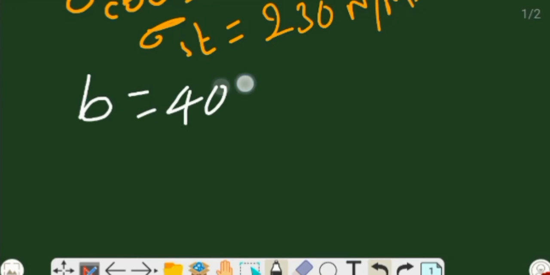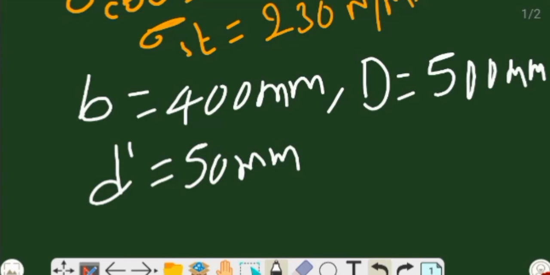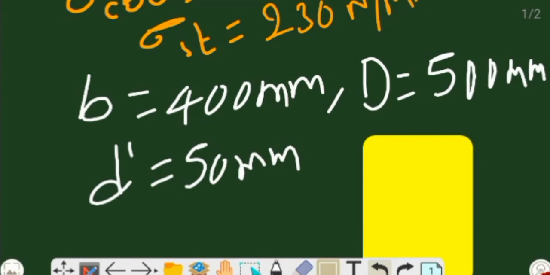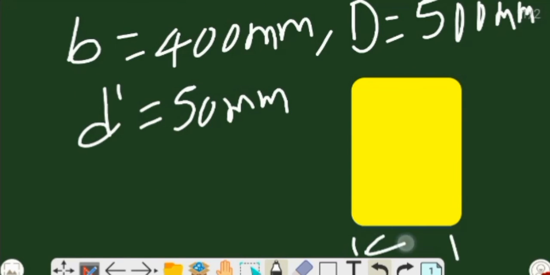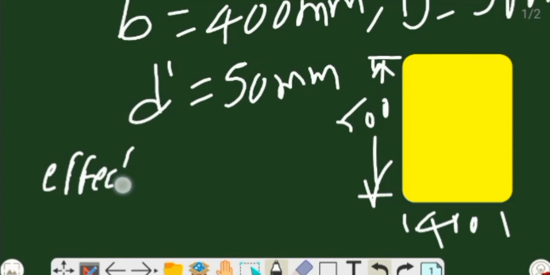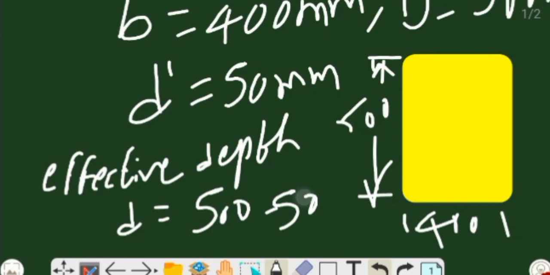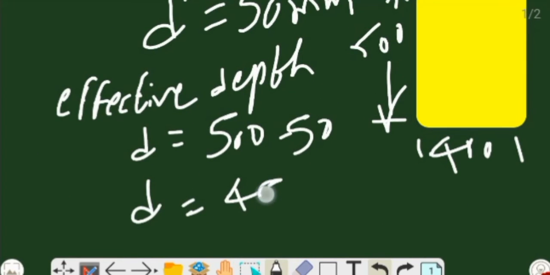Width of the beam b is equal to 400 mm, overall depth capital D is equal to 500 mm, and effective cover d dash is equal to 50 mm. Rectangular beam. In this question, overall depth is given, not effective depth, so we have to find out the effective depth. Small d is equal to overall depth minus d dash, the effective cover. So d is equal to 500 minus 50. Then we get the effective depth equal to 450 mm.